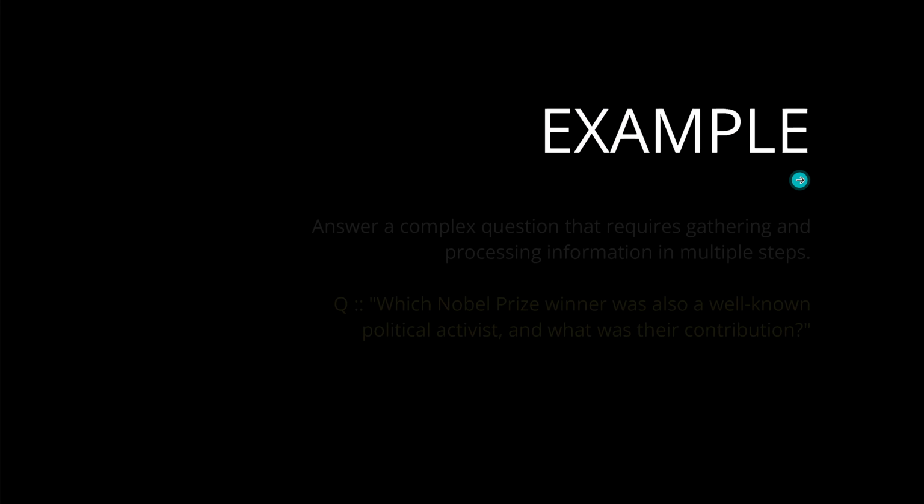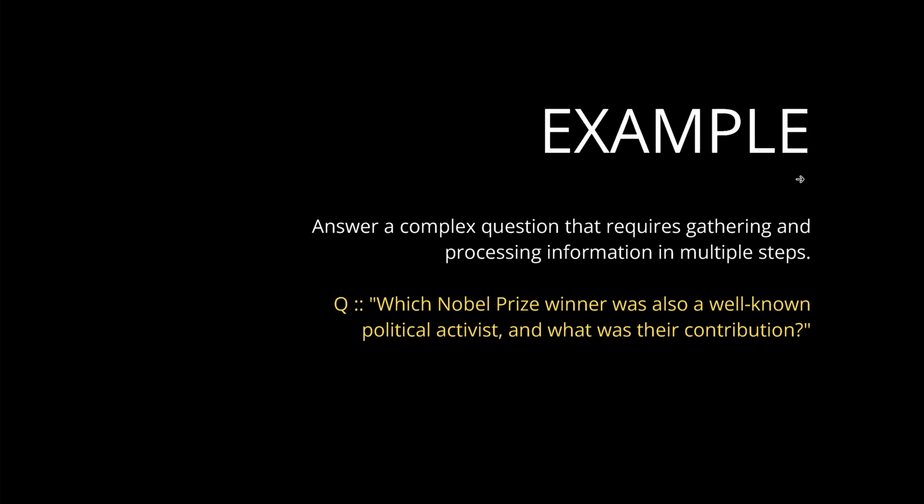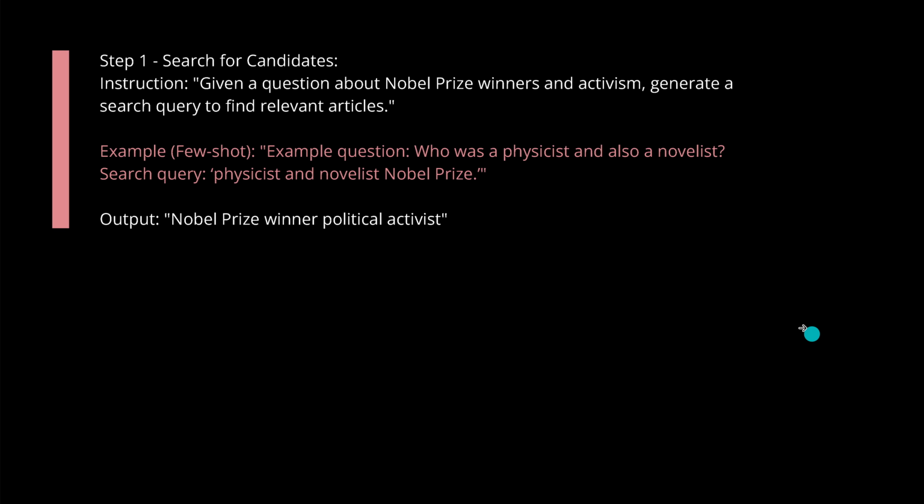Great. Let me show you an example. I think we learn a lot with examples. So, to answer here a complex question that requires gathering of new information and processing of the information in multiple steps, we have an example: which Nobel Prize winner was also a well-known political activist, and what was exactly their contribution? So the simplest example I can think of is a three-step approach here. So step one, you search for the candidates. Now, you have an instruction given out to your LLM. I say, give me a question about a Nobel Prize winner and activism. Generate now the perfect search query to find relevant articles.